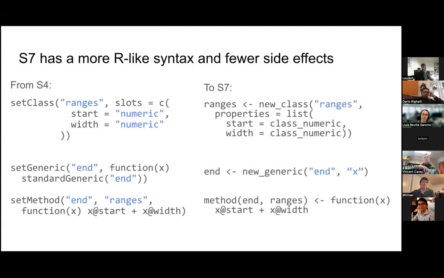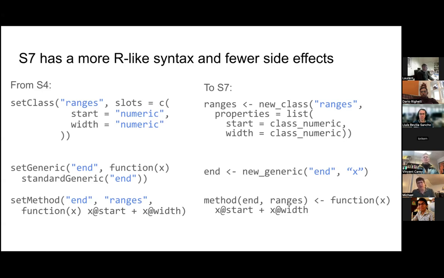So I think people may have already read a little bit about S7 and seen the syntax, but this is how it translates from S4. What used to define this ranges class by side effect and refer to classes by names, you're now constructing a class object. You're giving it a name, and then you're defining properties. But then the properties, the start and the width, now have another class object, in this case a base class object that we define within the S7 package for the numeric vector class, class underscore numeric.